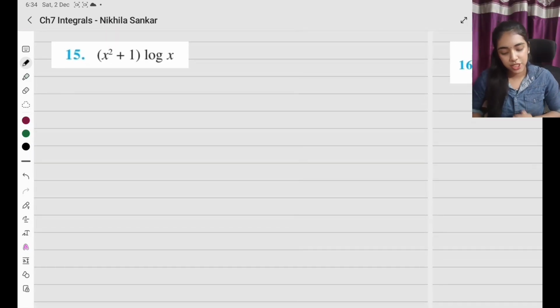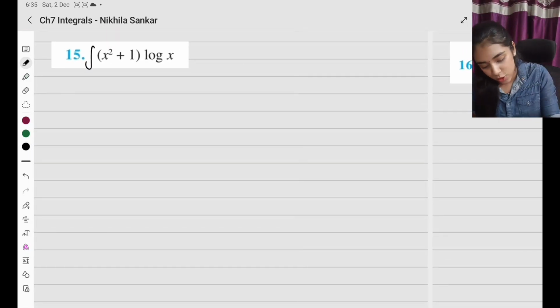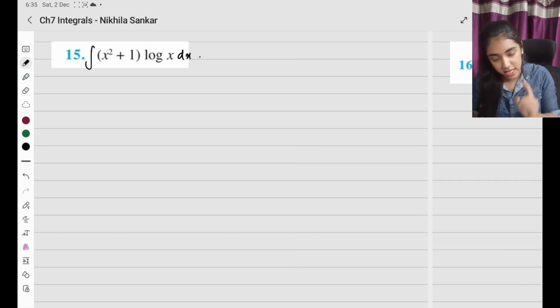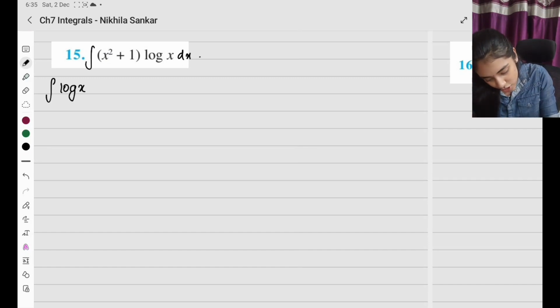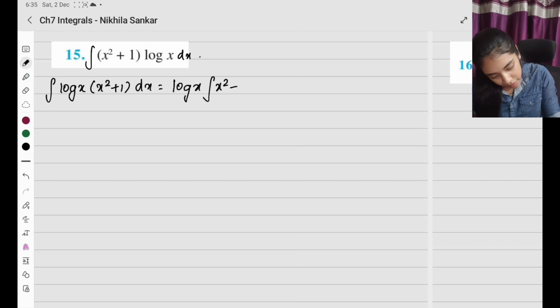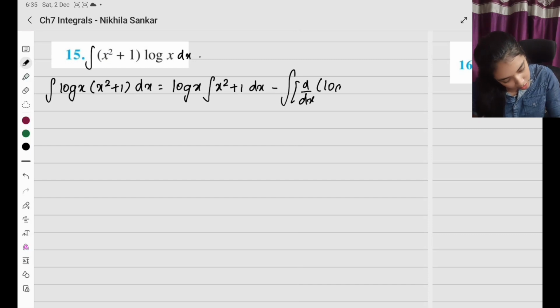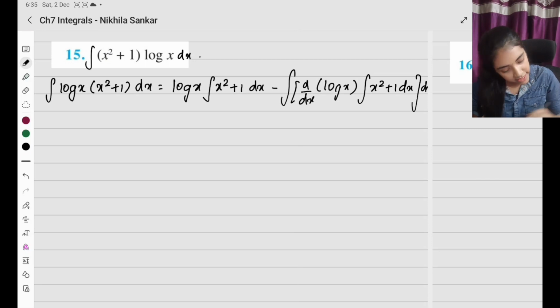So 15th question, x square plus 1 log x. So log is given the first preference, I late, inverse trigonometry kapra log da. So how does my order change? Log x times x square plus 1 dx equals first function integration of second minus integral of d by dx of first function times integral of second times dx.